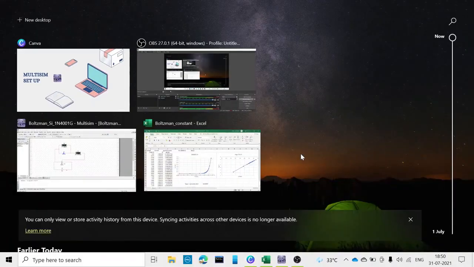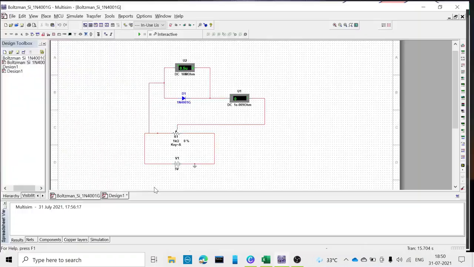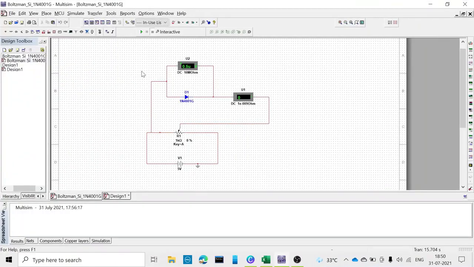Let's shift to the Multisim setup. So this is the basic circuit diagram. You can see the voltmeter, the ammeter, and the diode. It is a forward-biased diode, as the positive terminal of the battery is connected to the P side of the junction, and the negative terminal of the battery is connected to the N side of the PN junction.